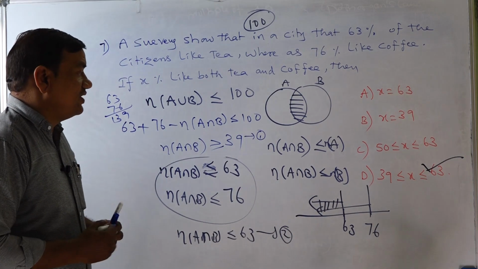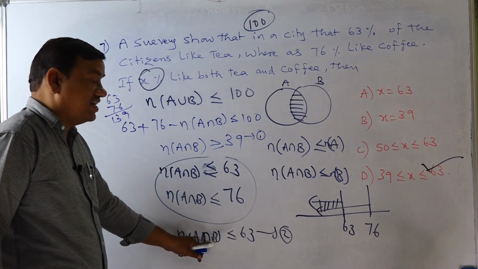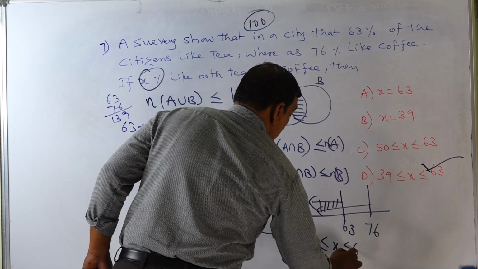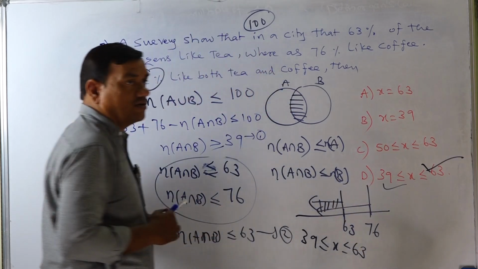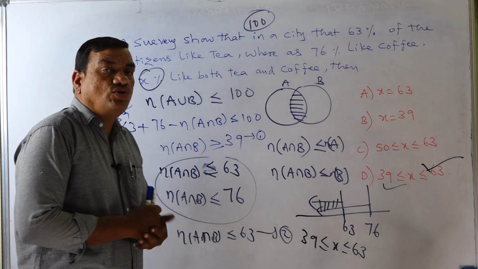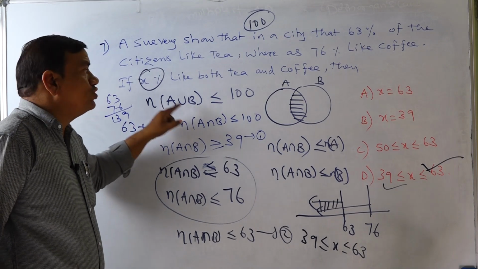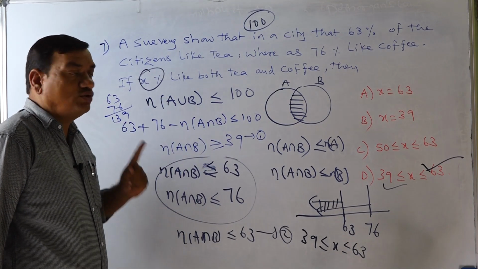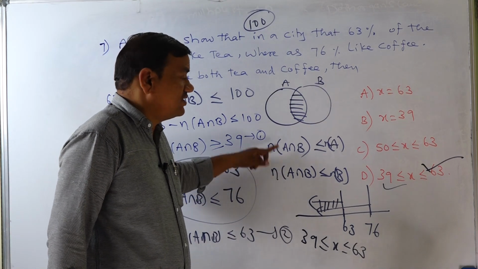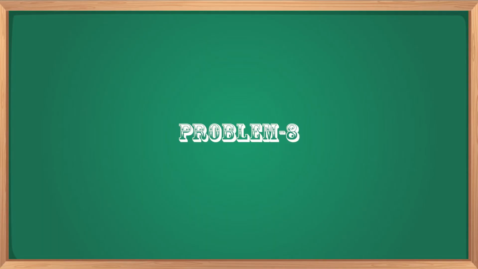That means X lies between. X means what here? X percentage like both tea and coffee. That means n of A intersection B is nothing but X. That is 39 less than or equal to X less than or equal to 63. So this is your answer. To do this type of problems, the first thing you have to remember is that there are some persons who do not like both tea and coffee. That you should remember. And two more inequalities that you have to remember are these. Okay? So I hope that you understand this solution. Let us go for next problem.